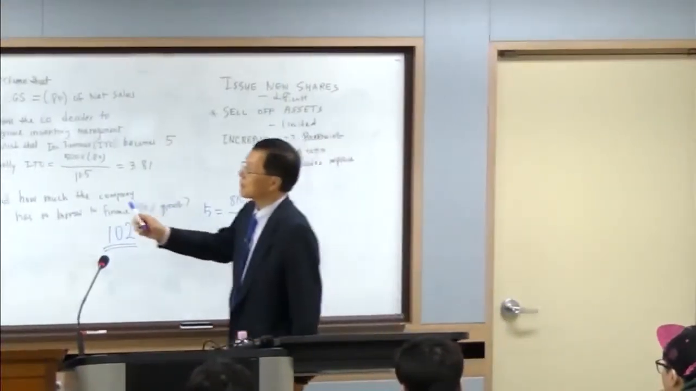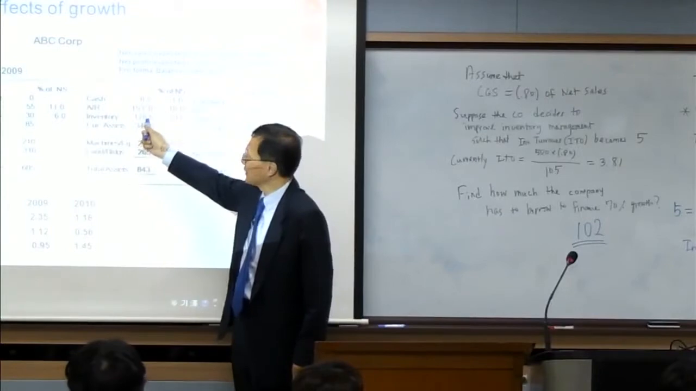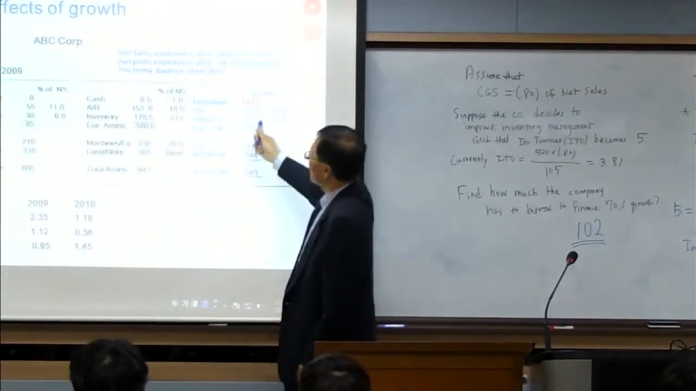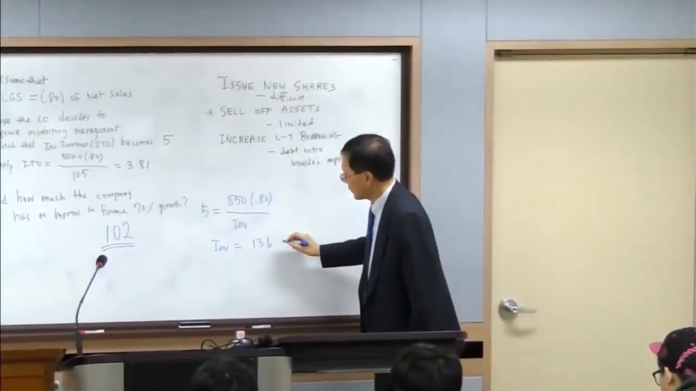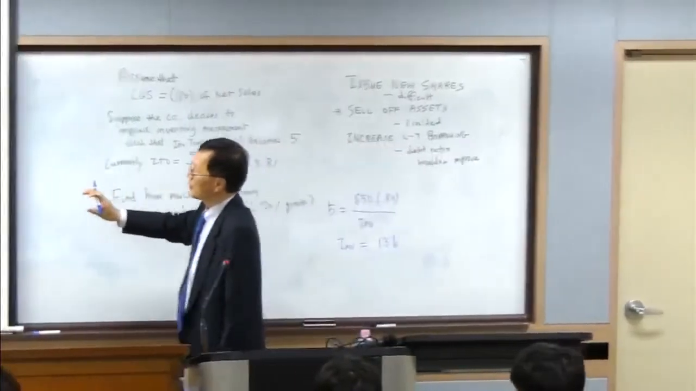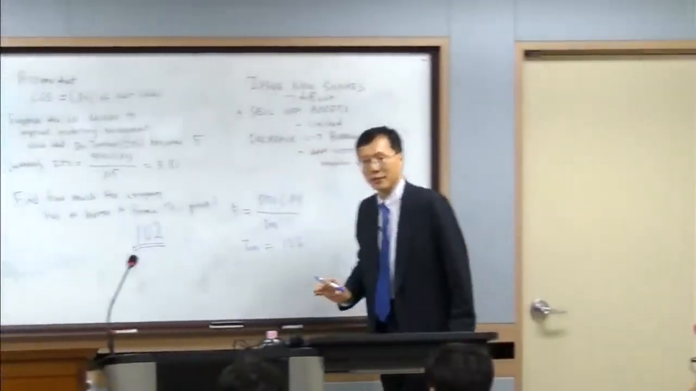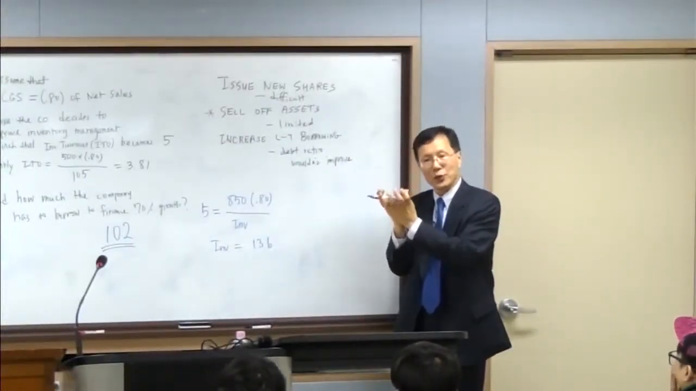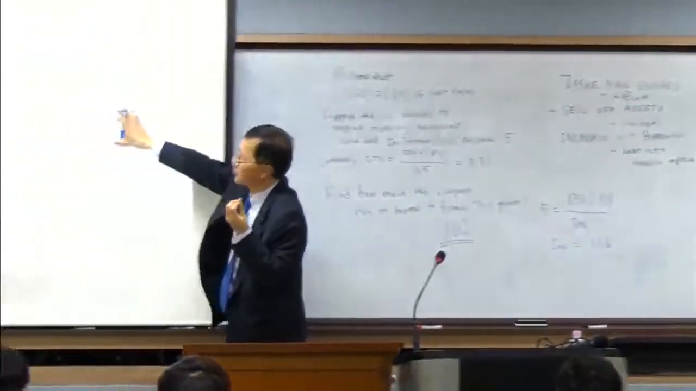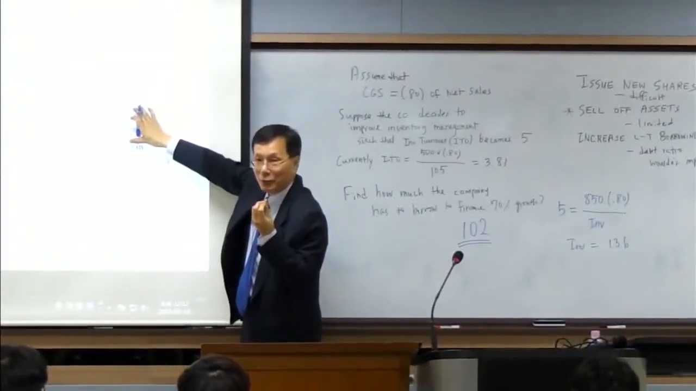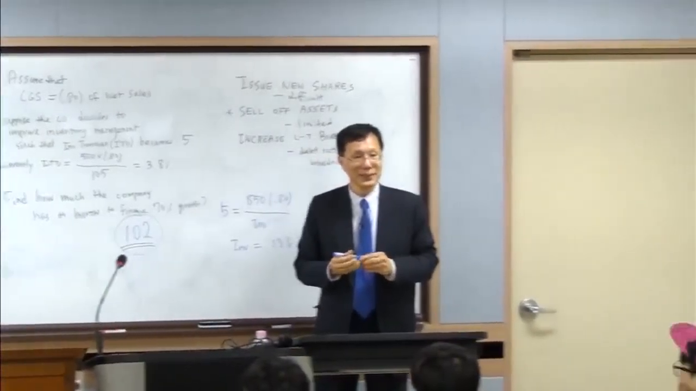So instead of 178.5, 136 is plugged in here, and when you go back up, you will find that borrowing will be smaller. Comparing 178 and 136, the difference is 42.5. So you can save 42.5 of inventory. Therefore, that amount of saving will reduce the amount of borrowing by 42.5. And therefore, the amount of borrowing is 102. Okay?